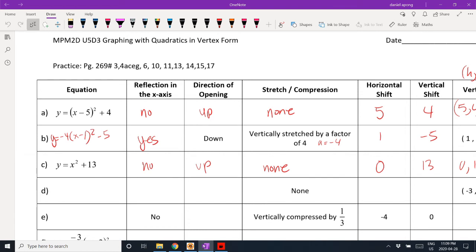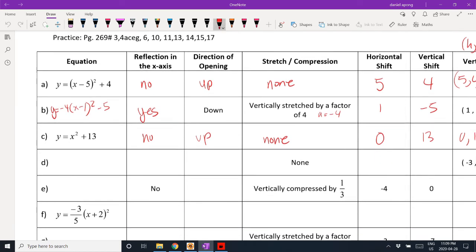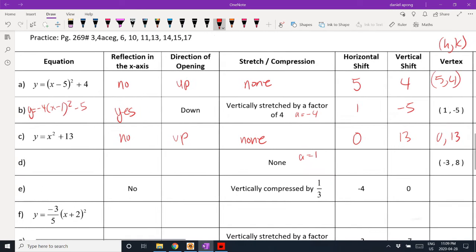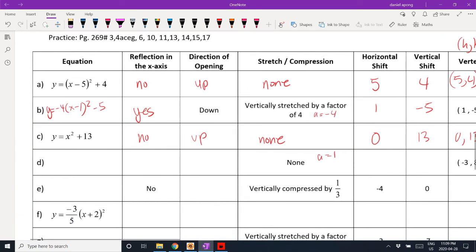Okay, so let's try it. So we can see here, it doesn't have any information here, but it says there's no stretch or compression. So A is equal to 1. Let's see what other information it has. It says it's a max. If it's a max, what does that mean? Is it opening upward or is it opening down? So you know if it's a max, it's opening down.